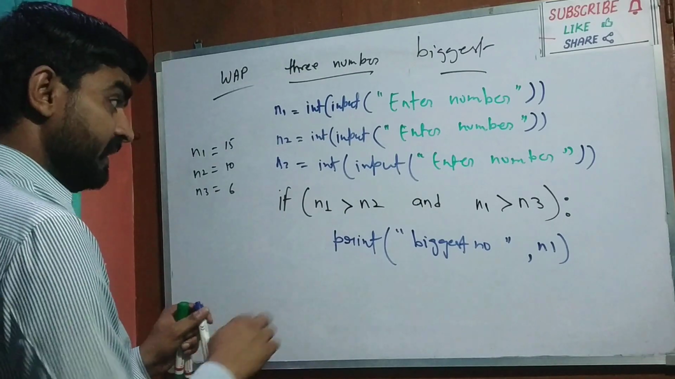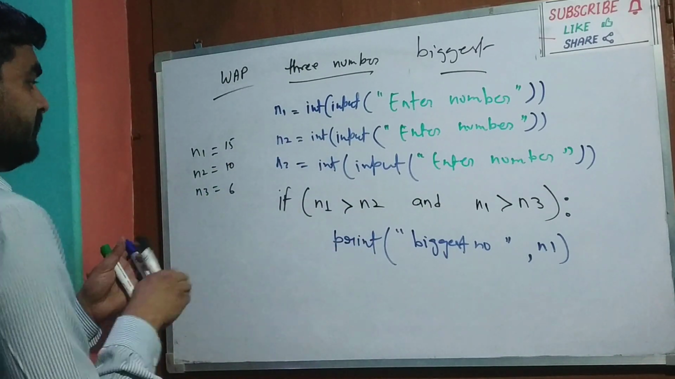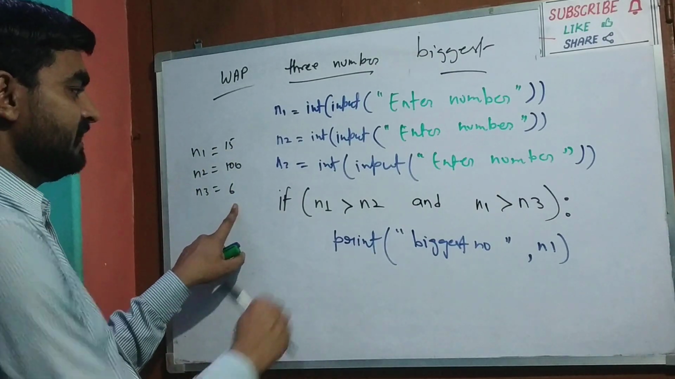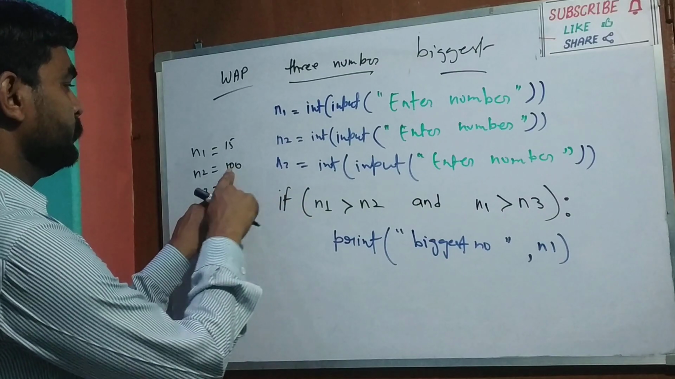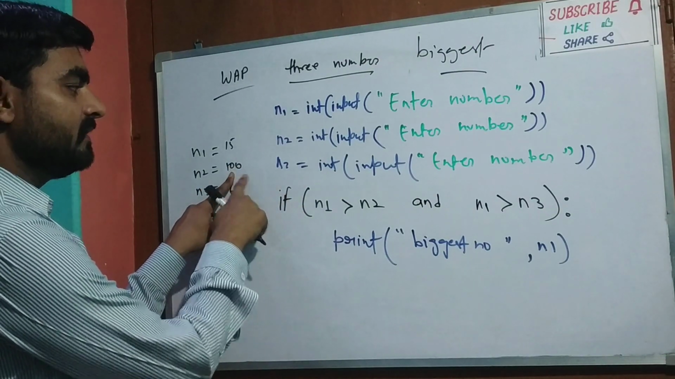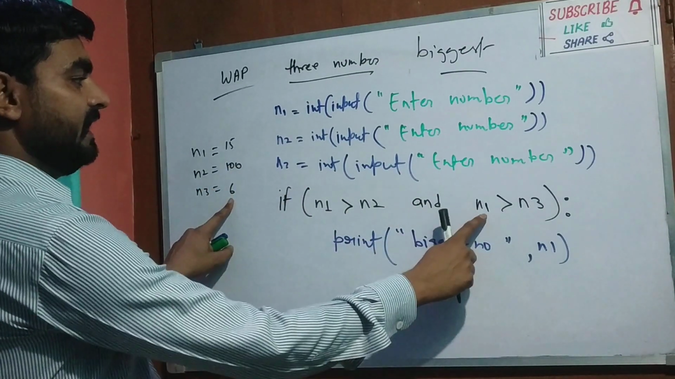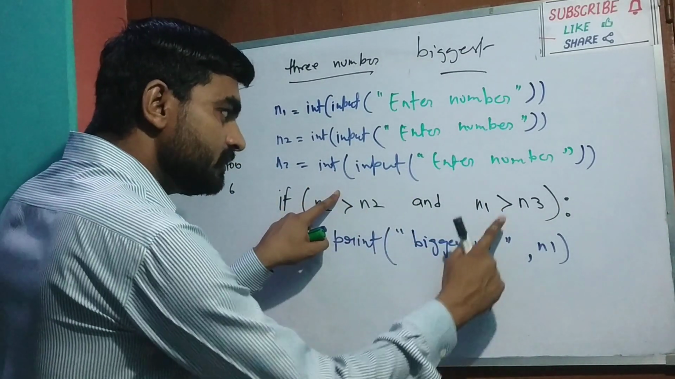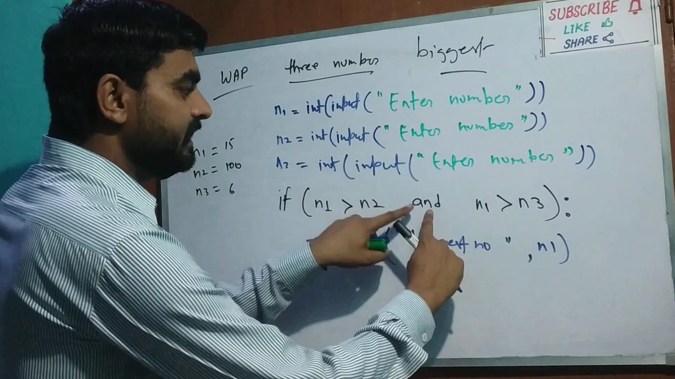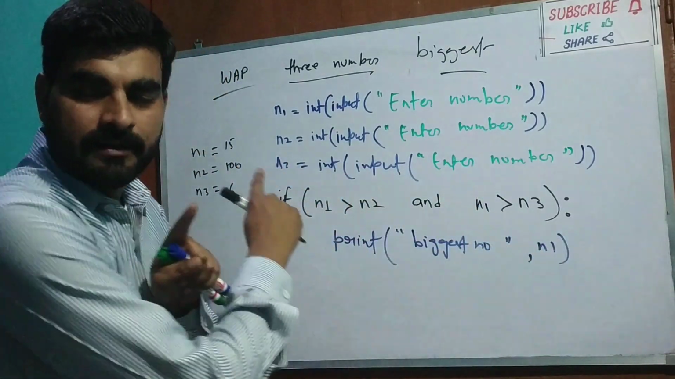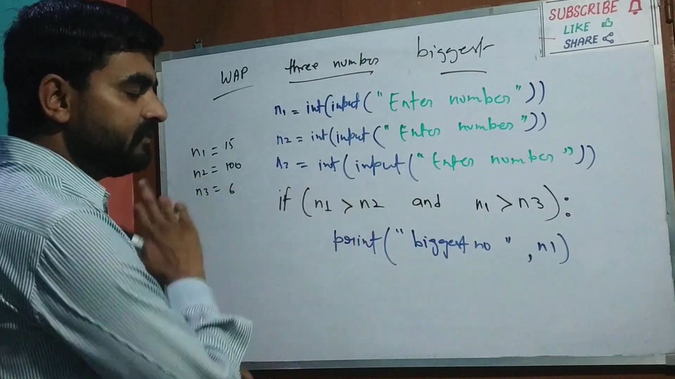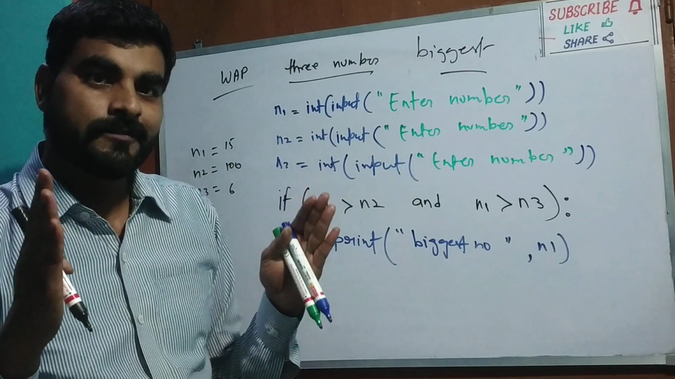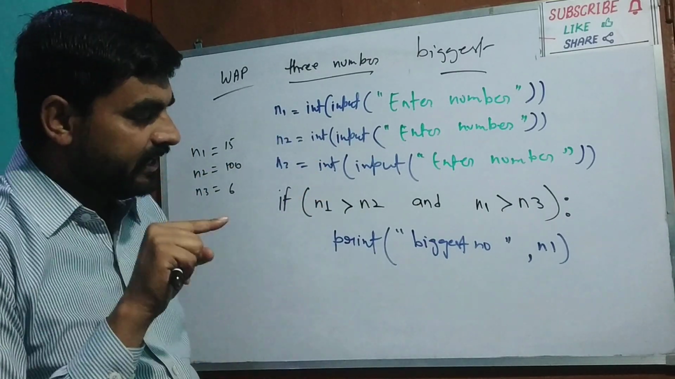Student, suppose you have given N1 15, N2 100 and N3 6. So N1 greater than N2? No, because N2 is 100, so this becomes false. N1 greater than N3, 15 greater than 6, yes. So false and true, when added through AND, together become false. So student, if this condition is false, it means N1 is not the biggest number. Then 2 numbers are left, N2 and N3.